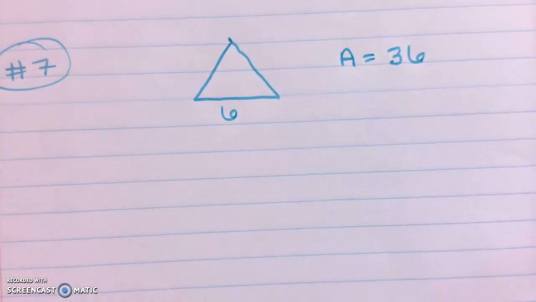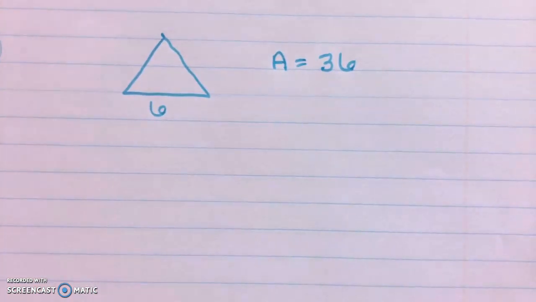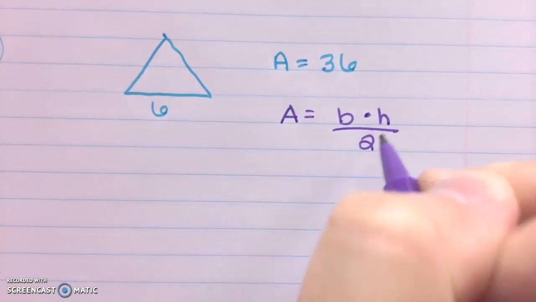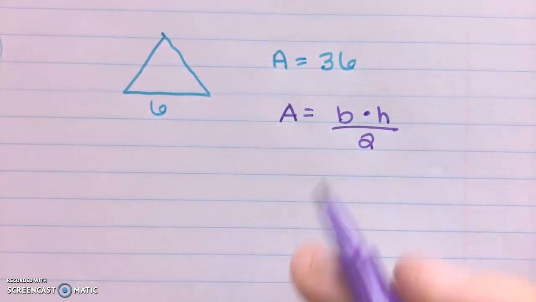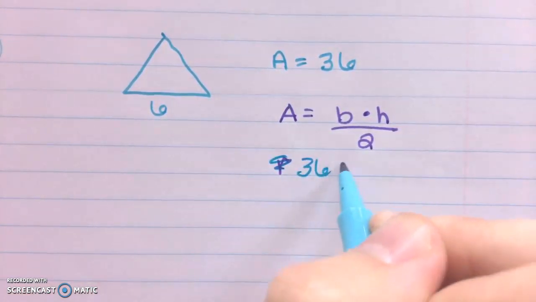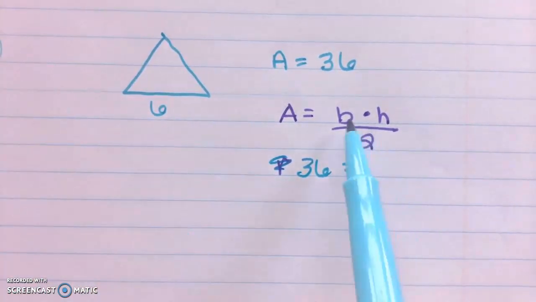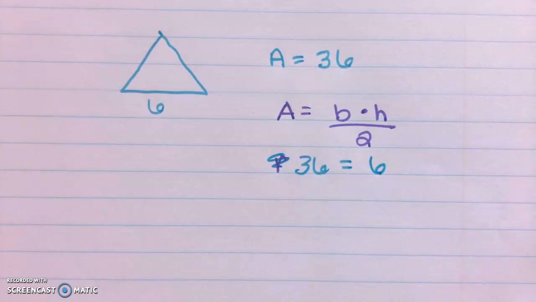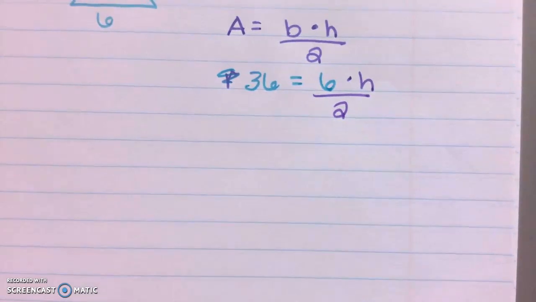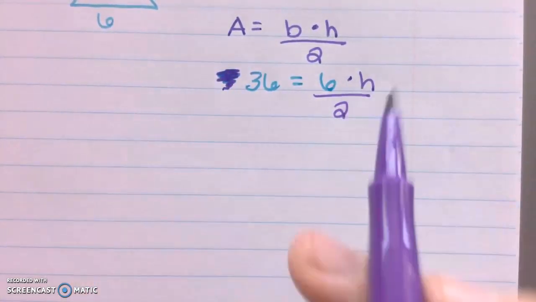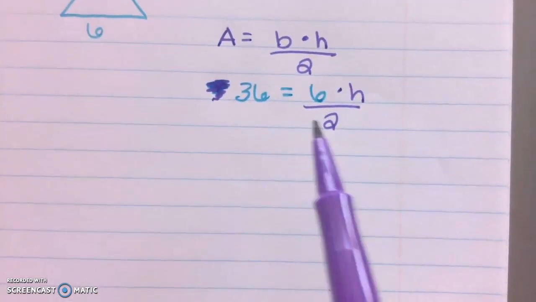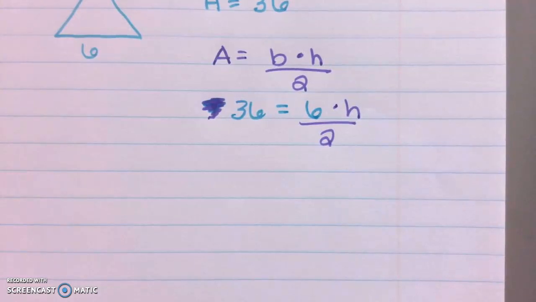What is the height? Okay, so let's think about that formula for a triangle. I know that area equals base times height divided by 2. So I know my area, which is 36, equals my base, which is 6, but what I do not know is my height. It told me my area is 36. We're trying to work backwards, we're trying to solve for h here.